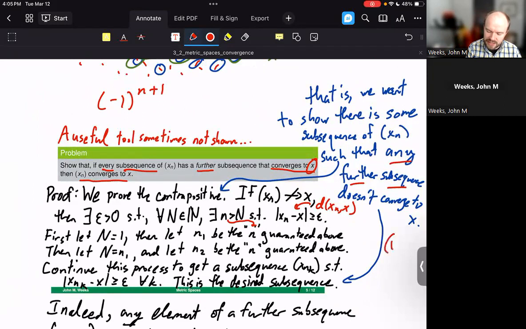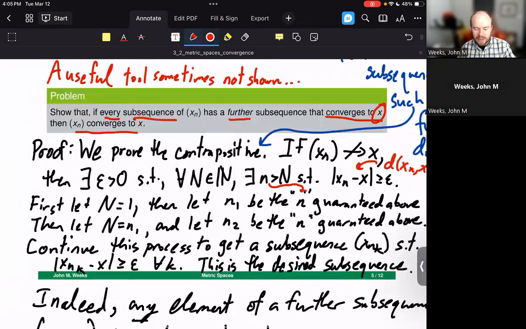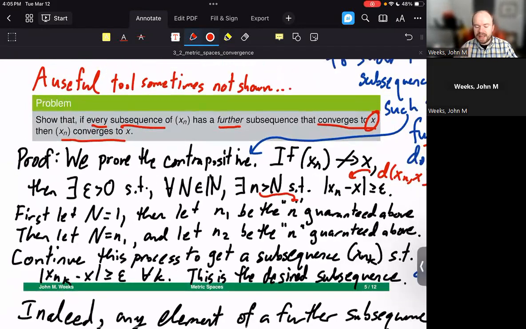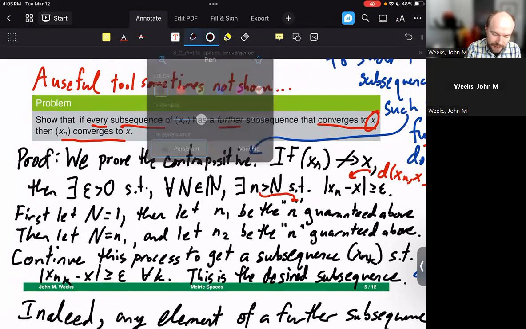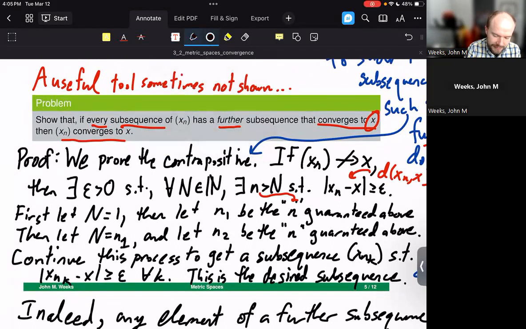You may have seen this notation x_{n_k} before. We'll use that notation here. First, let N equal 1. Then let n_1 be the n guaranteed by the statement there exists an n greater than 1 such that the absolute value of x_n minus x is greater than or equal to epsilon. Then let N equal n_1. This is n_1 right here.